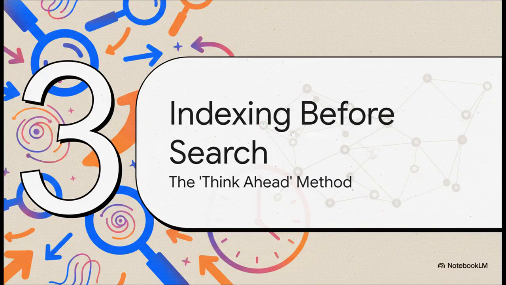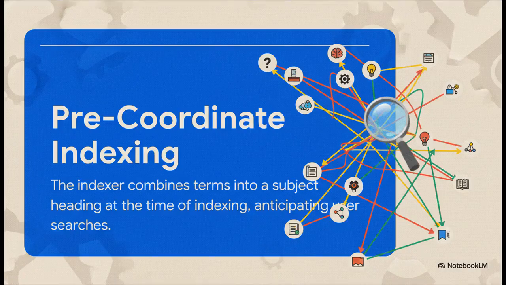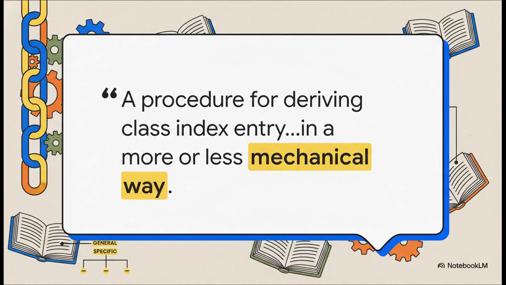Okay, let's dive into that first philosophy. We'll call this the think ahead method, where the whole goal is to predict what you're going to be looking for long before you even type a single word. And this is exactly what pre-coordinate means. The indexer doesn't just make a list of keywords. No, they build relationships between ideas right from the very beginning. They combine or coordinate different concepts into these structured phrases, basically trying to guess the complex questions you might ask down the road. A fantastic example of this is a system called chain indexing.